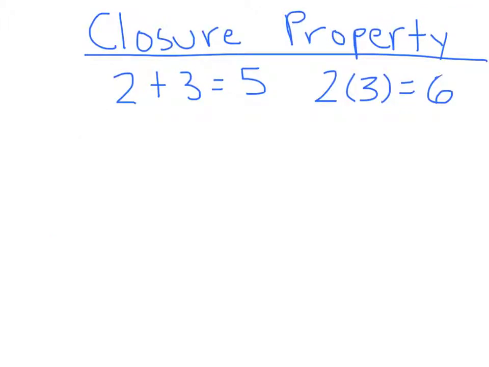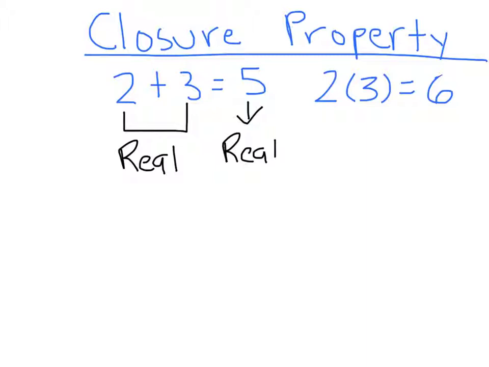The next property we're going to talk about is the closure property. The closure property states if I add together two real numbers, 2 and 3 are both real numbers, so when I add together two real numbers, my result will be a real number. Also here, same thing goes for multiplication. If I multiply two real numbers together, my answer is going to have to be a real number.